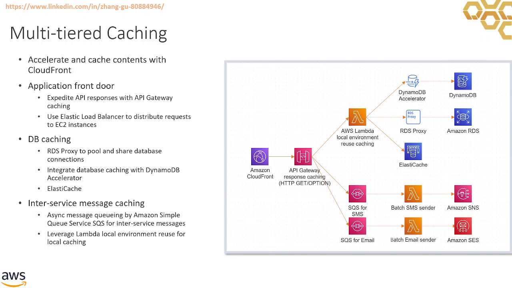For inter-service messaging caching, Amazon Simple Queue Service (SQS) lets you send, store, and retrieve messages between software components at any volume. Illustrated here, there is one SQS for caching your outbound SMS and another one for caching emails.